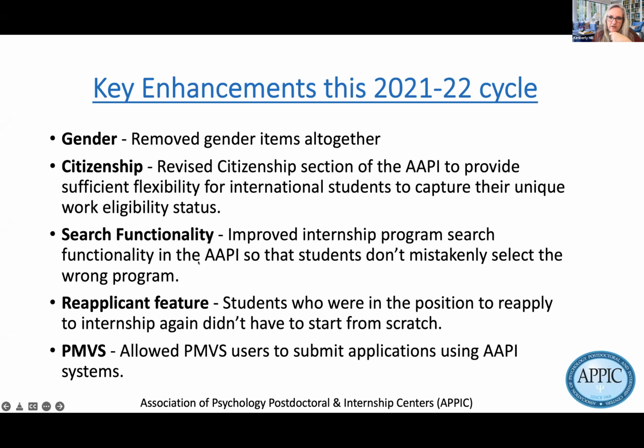I already mentioned the search functionality of being able to search by internship program number. I think that helped a lot. The reapplicant feature was just so nice for the students who did have to go through the match again. They didn't have to start from scratch. All of their information was there and they could just choose whether or not they wanted to update it. And this year is the first time, we're still midstream, that students going through the post-match vacancy service after phase 1 and phase 2 are now able to use the APPIC portals. That has been nice for the training directors, most particularly in that it's all streamlined, going into the same place, same format. It was always confusing: you do this outside of the system, but in other phases, you can't do anything outside of the system. So it's just nice to have it more streamlined.